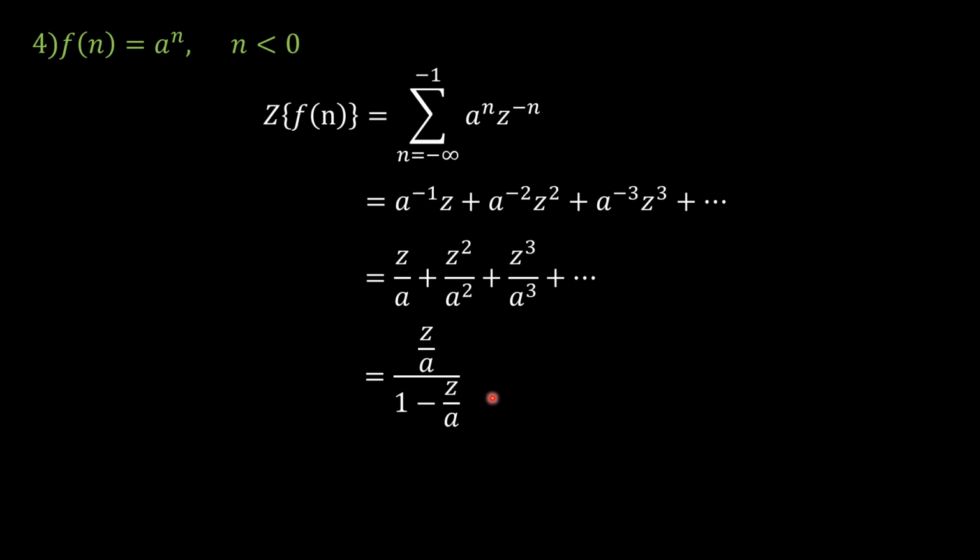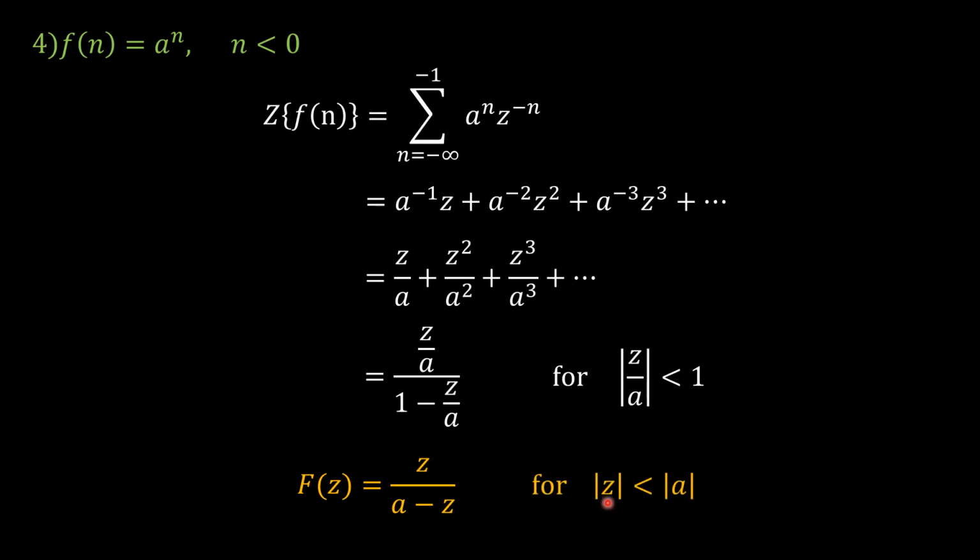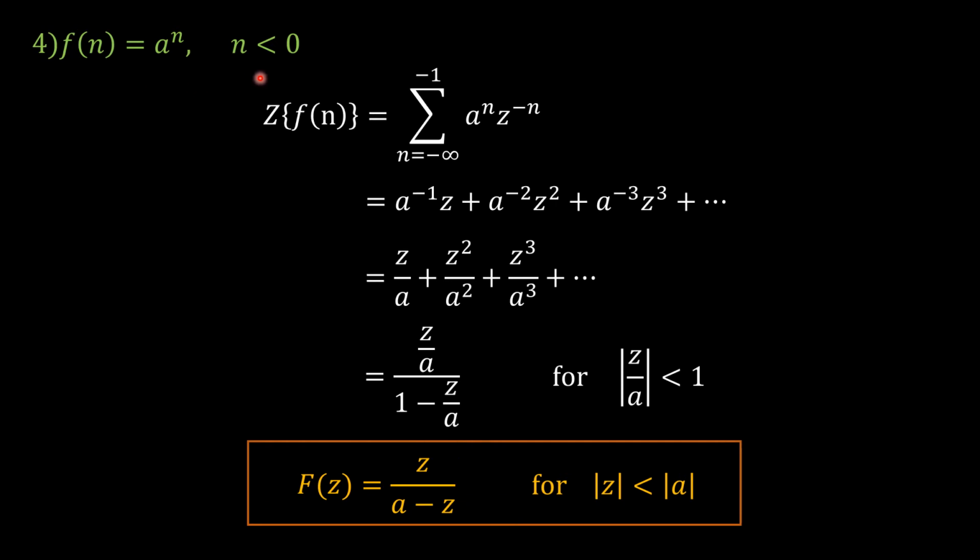Therefore, the sum is given by z upon a divided by, that is the first term divided by 1 minus common ratio. So z upon a divided by 1 minus z upon a for mod z upon a strictly less than 1. Simplifying this expression, we will be getting F of z is equal to z upon a minus z for mod z less than mod a, which is the required Z transform for the sequence f of n is equal to a raised to n for n strictly less than 0.